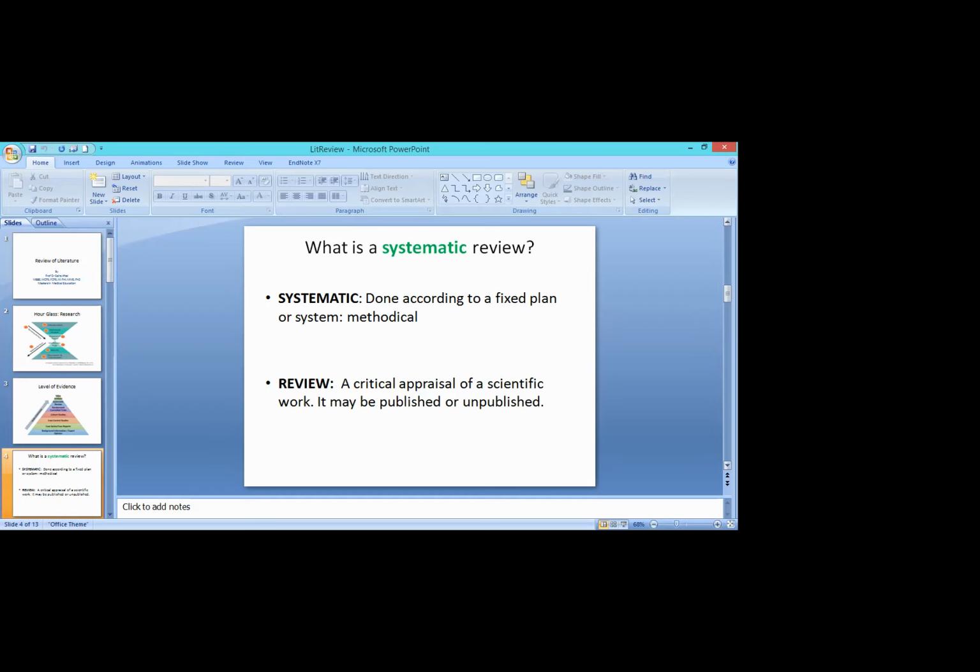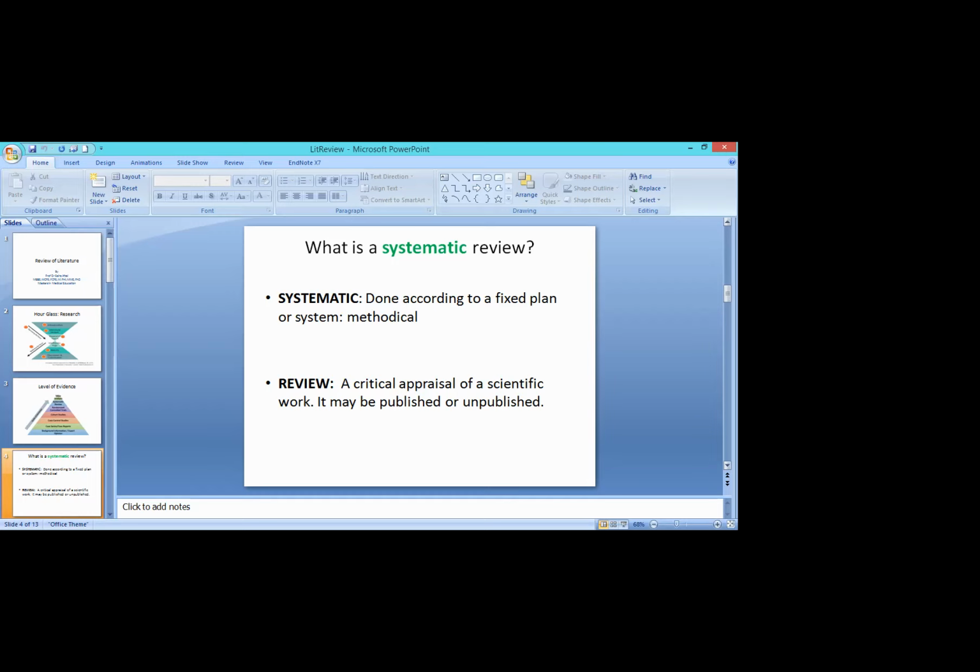Actually, why I have directed this question to you, Dr. Khansa, is because you have done a systematic review, and whole day yesterday we spent on discussing what is a system and how the system should be developed in research. So one very practical example of doing research is systematic review. So the system is according to the fixed plan.